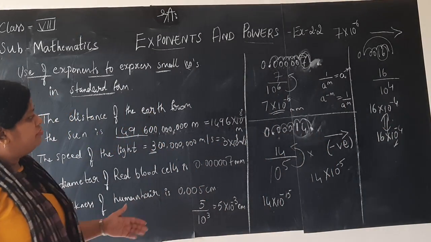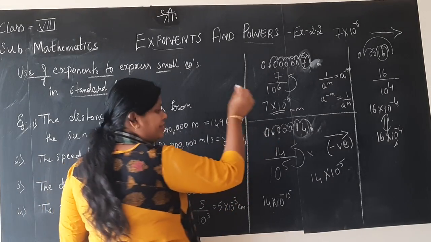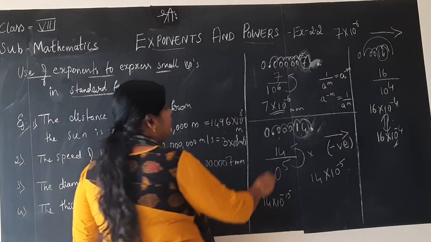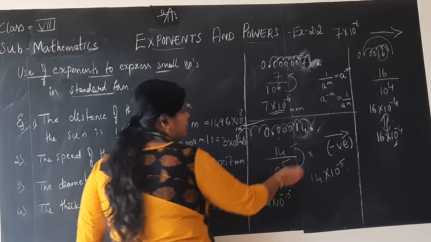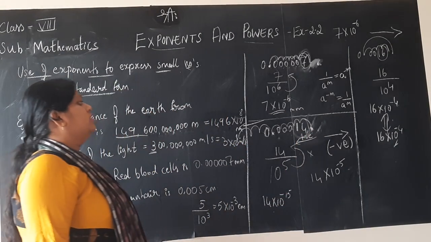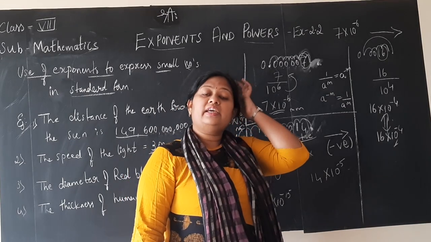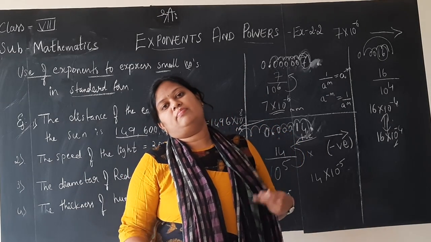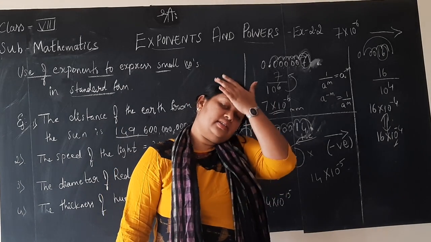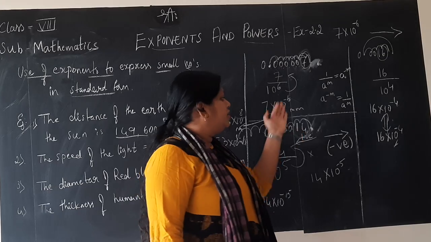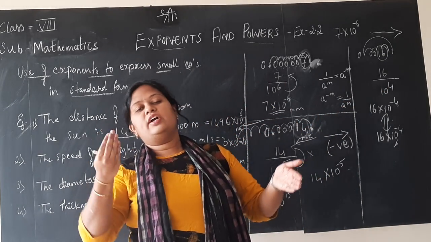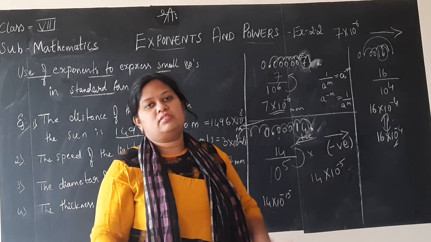Similarly, if at all you are shifting the decimal point in the backward direction, such numbers also you will come across. If you are shifting the decimal point in the backward direction like this, in this direction, you will take it as positive. This is one more method of expressing any given smaller number or bigger number in its standard form, in the form of exponents, that is, 10 to the power. If you shift the decimal point in the forward direction, it is negative. If you shift backward, it is positive. This concept you keep in mind.